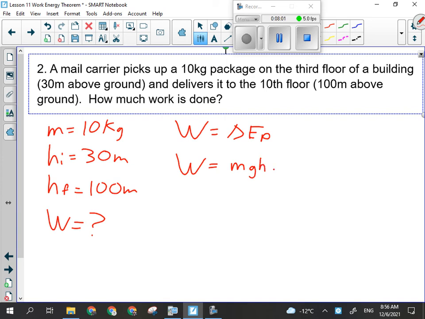So m times g times h final, or my final potential energy, minus my initial potential energy, m times g times h initial. Now on this one, I actually have an initial energy. On all the other ones, we started from nothing. But on this one, I actually do have an initial energy. Somebody else took the package to the 3rd floor. The mail carrier only had to take it from the 3rd to the 10th. So if I'm going to calculate this, now all I have to do is plug in my numbers. I don't even have to manipulate anything. It's already set up to calculate work.